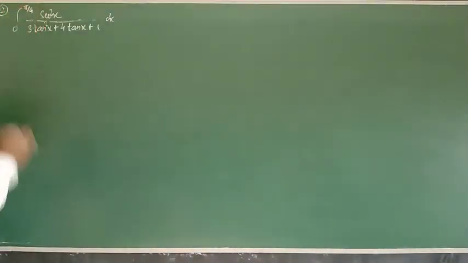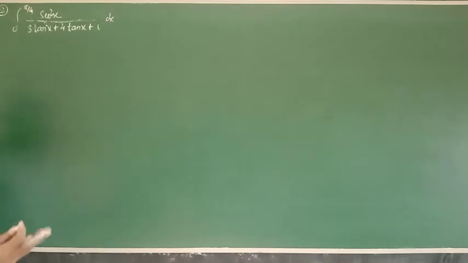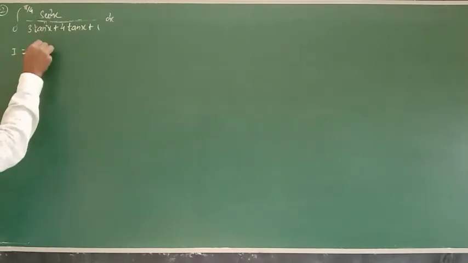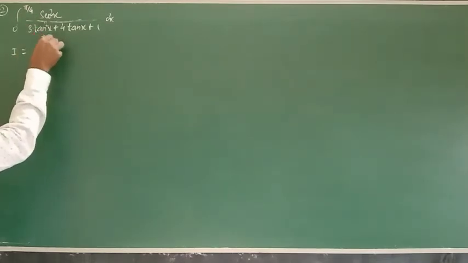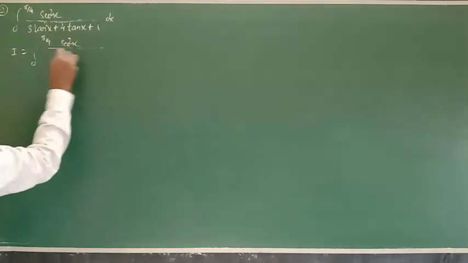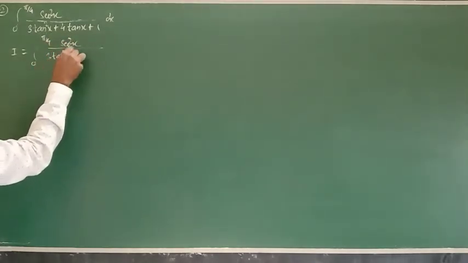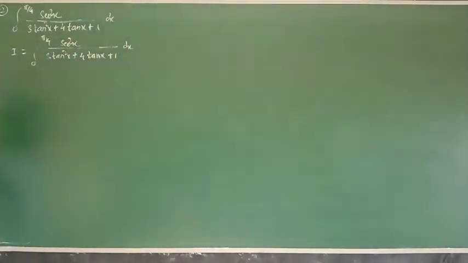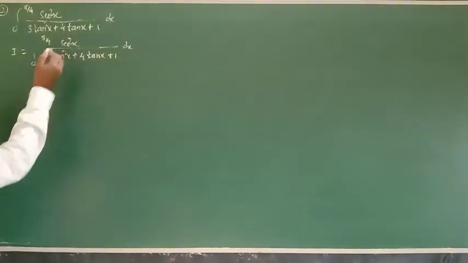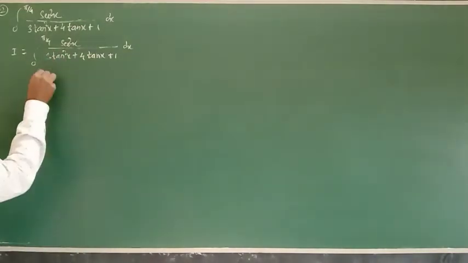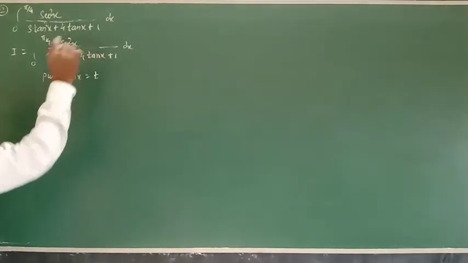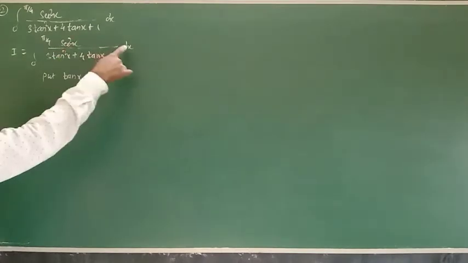definite integration 0 to pi by 4 sec square x upon 3 tan square x plus 4 tan x plus 1. So what we can do here? I denote this definite integral as I, 0 to pi by 4 sec square x upon 3 tan square x plus 4 tan x plus 1 dx. So first I use the substitution method of integration. Put tan x is equal to t.